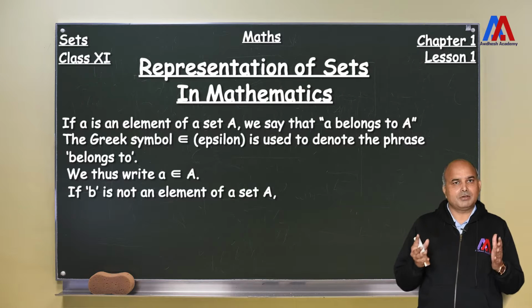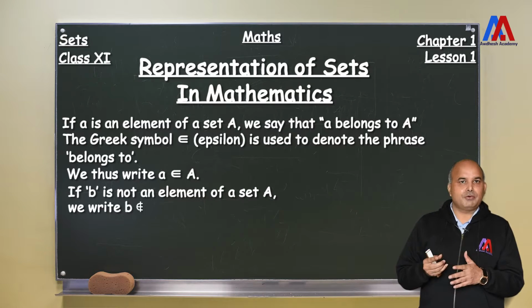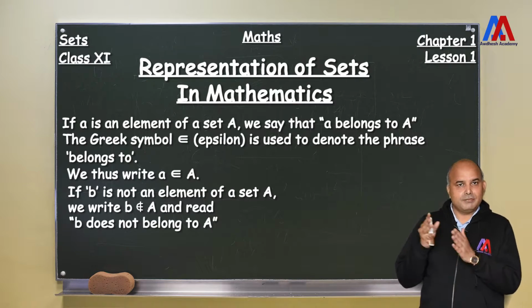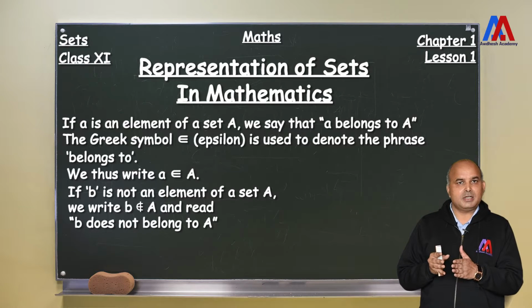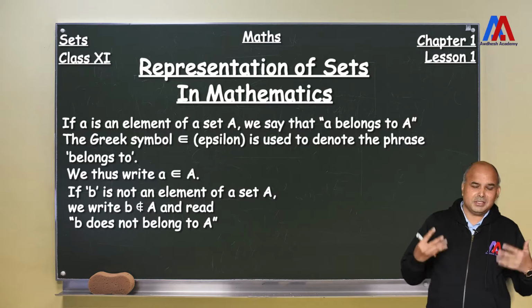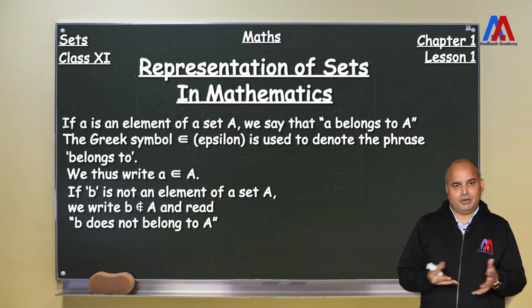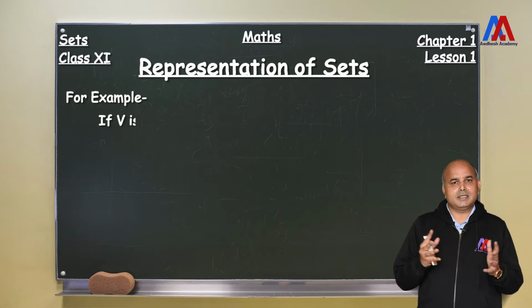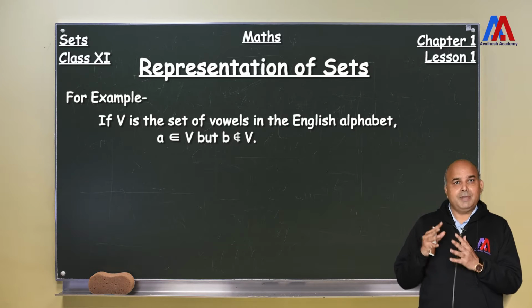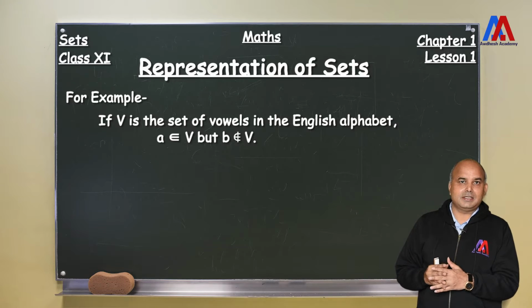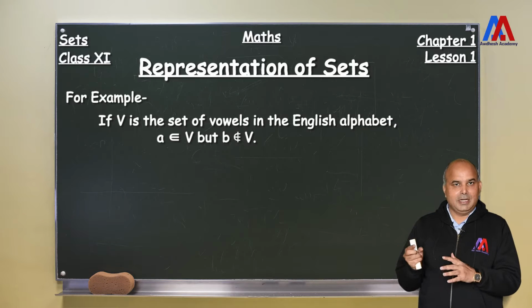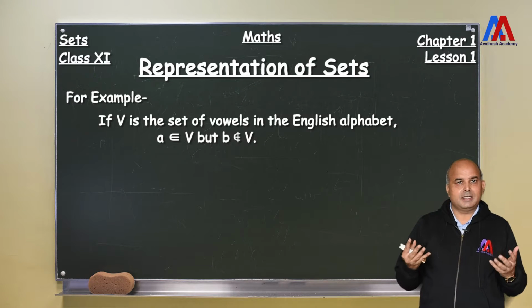If a particular element is not part of the set, then we put epsilon with a slash through it, the not-belongs-to symbol, and we say b does not belong to A. That means b is not an element of A. It means that the small letter b does not belong to set A. So this is how we represent it in set form. For example, if we say V is the set of vowels in the English alphabet, that means a belongs to V, but b does not belong to capital V, the set, because small b is not a vowel, while the letter a is a vowel. So this is how we represent the different types of sets.